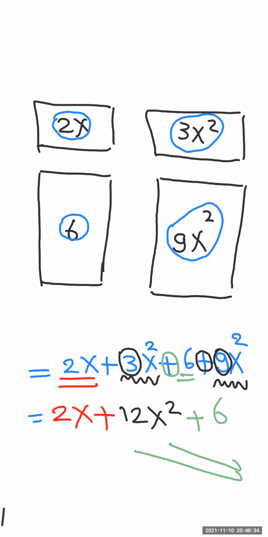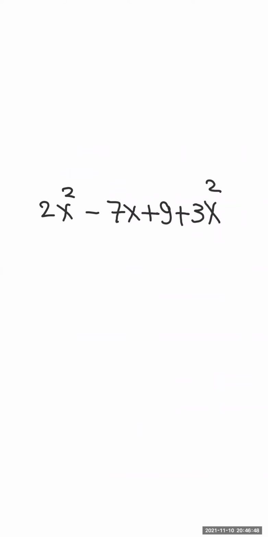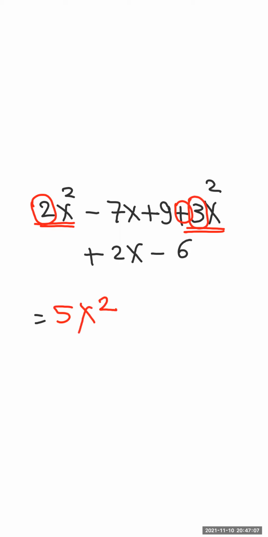So simply, again, I'm going to write one more example, okay, to revise that point. If there is 2x squared minus 7x plus 9, plus 3x squared plus 2x minus 6. How to simplify this one? 2x squared, x squared, look for x squared again. Yes, there is one here. So 2 plus 3, 5x squared. Clear?